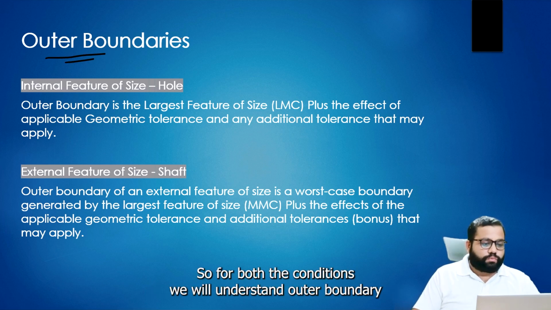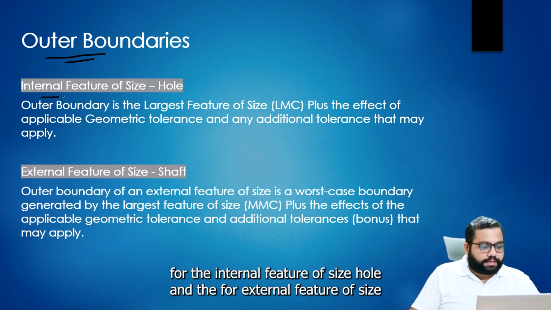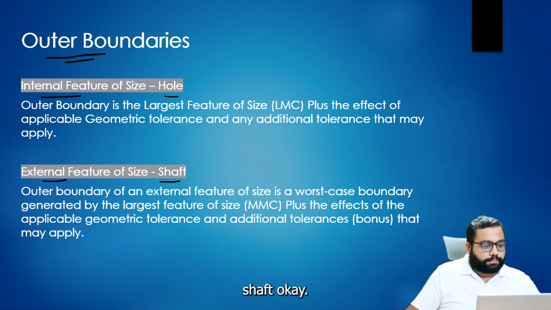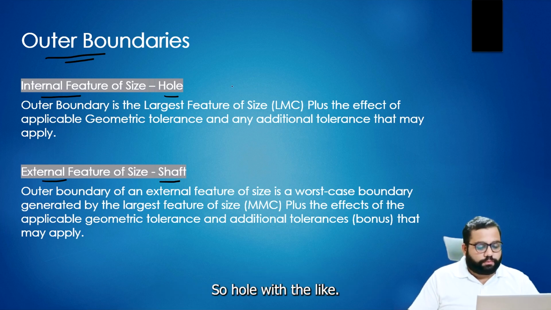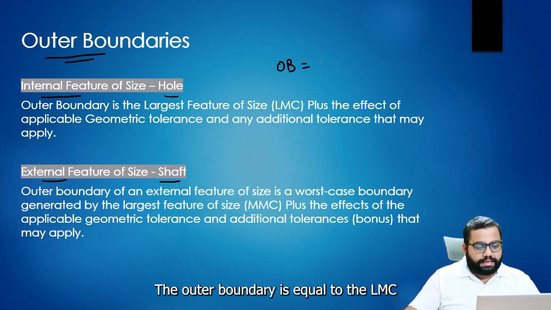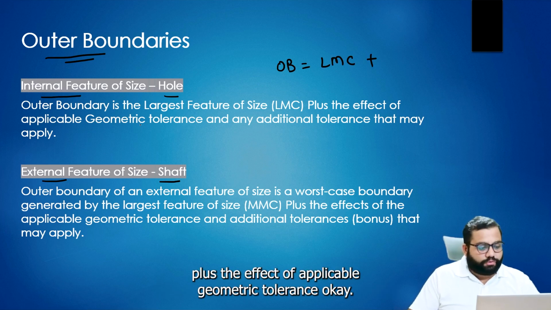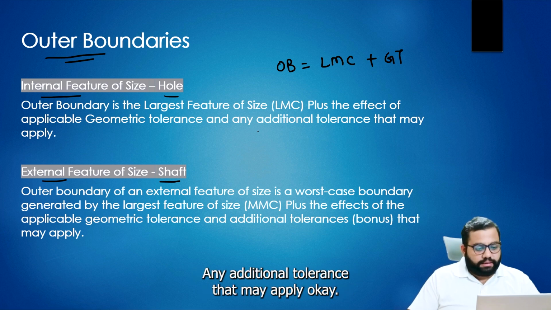Okay, so for both the conditions we will understand the outer boundary for the internal feature of size, the hole, and for the external feature of size, the shaft. The outer boundary is the largest feature of size. For a hole at LMC, the outer boundary is equal to the LMC plus the effect of the applicable geometric tolerance, and any additional tolerance that may apply.